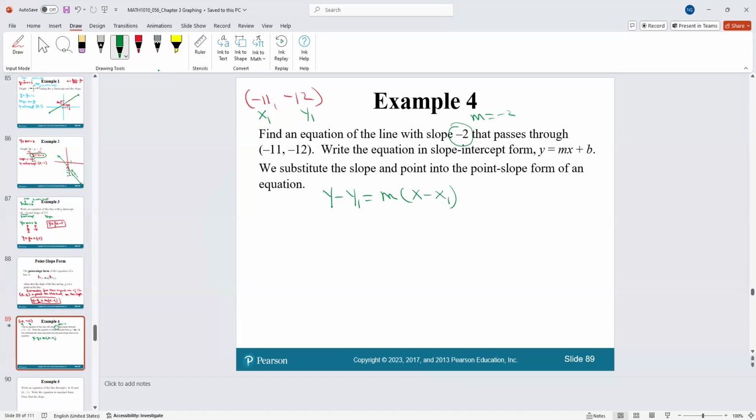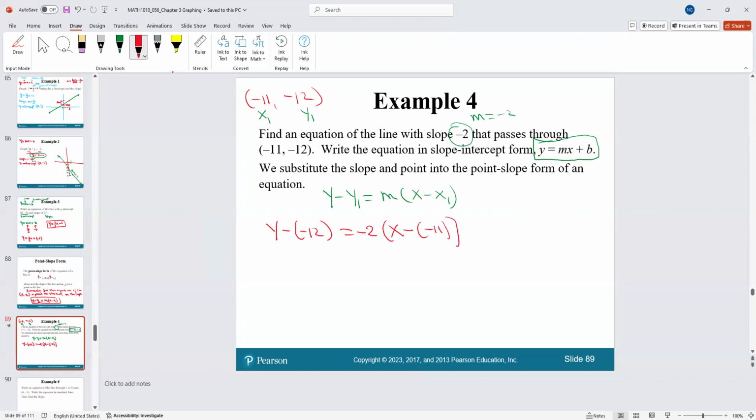Okay, what they want us to do at the end, our equations must look like this one, the slope-intercept form y equals mx plus b. Now, just substitute. The first y stays as is. You know what would be y1. Y1 would be y minus 12 equals, what is m? Yes, -2 times x minus x1. What is x1? -11. Okay.